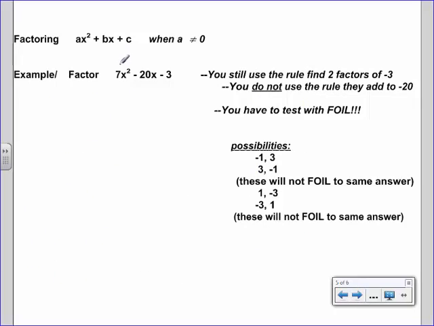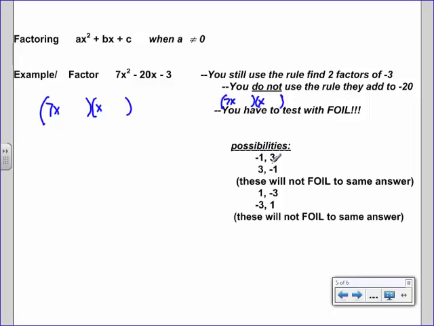Now, to get 7x squared, if you've been paying attention, you can probably guess what's going to go in here and here to get 7x squared. If you said 7x and x, you're absolutely right. Now, two numbers that multiply to give you -3, and again, we can't use the rule that they add to -20. These are all the possibilities.